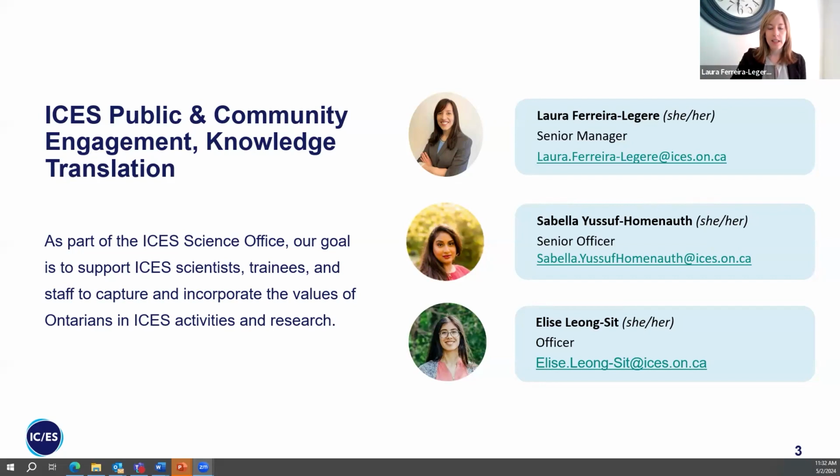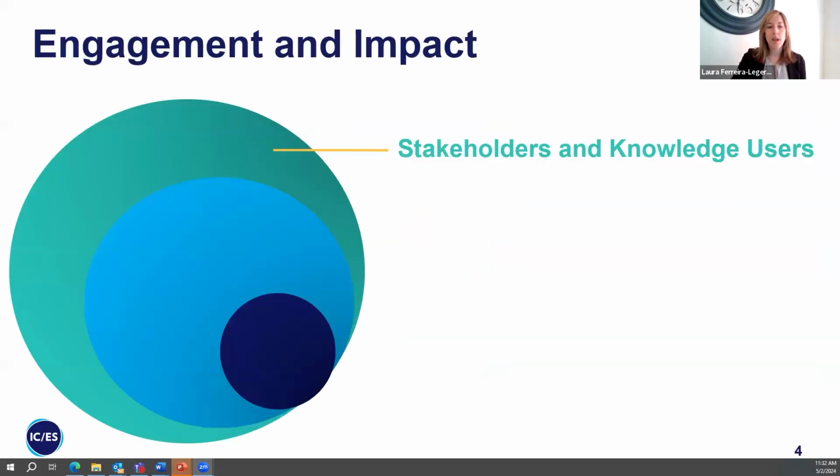To expand on that a little bit, I wanted to talk about the three different groups that research and analysis at ICES can touch. It's important to think about the level of engagement and its impact. First on this diagram is stakeholders and knowledge users, which is about all people, organizations, or partners who are impacted by research. This could be nonprofit agencies, government, or advocacy organizations.